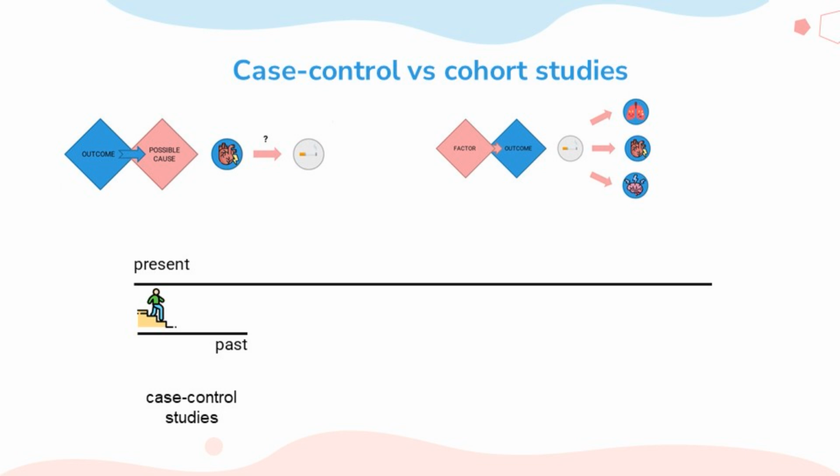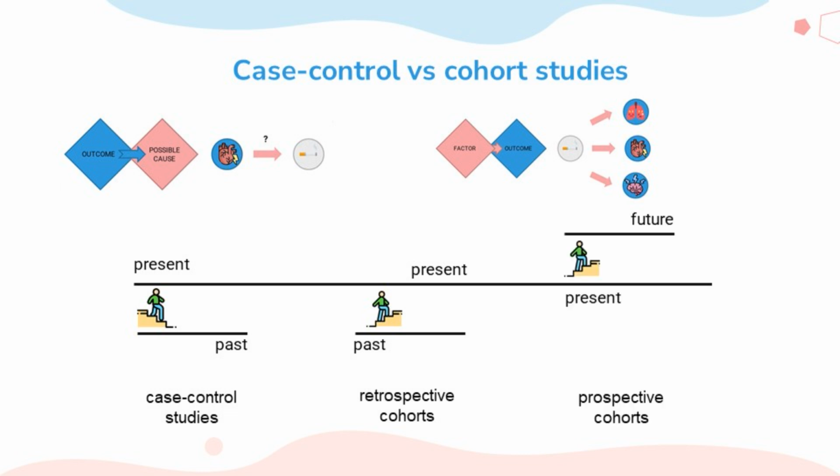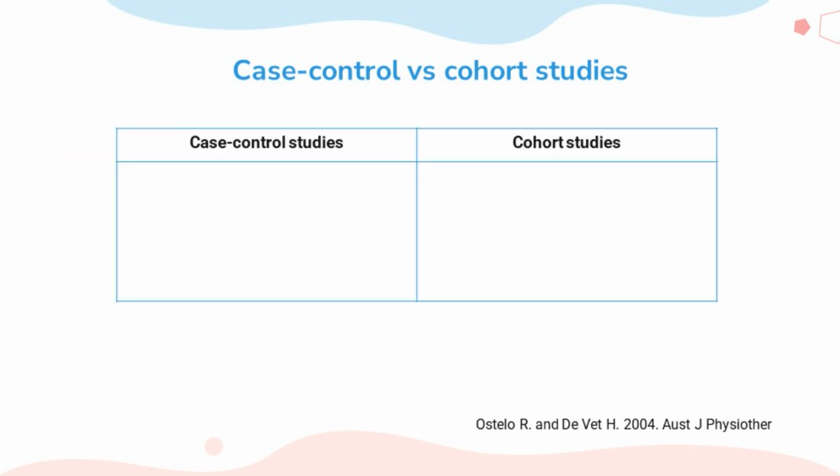The line in the middle is the present. In the case control study, you go down the stairs to the past. In retrospective cohort studies, you are immediately in the past and go from there to the present. In prospective cohort studies, you go from the present up into the future. Case control studies are always retrospective. That's their natural characteristic. Cohort studies, on the other hand, are more often prospective.